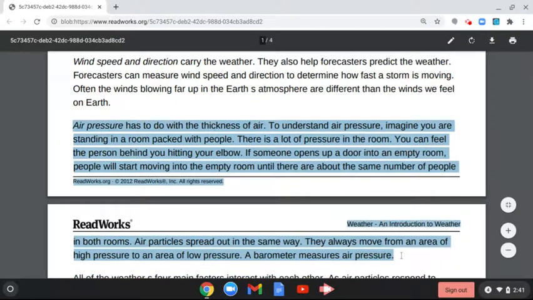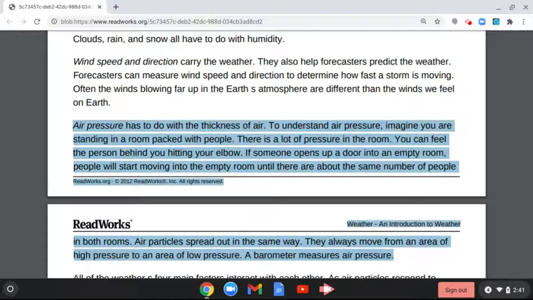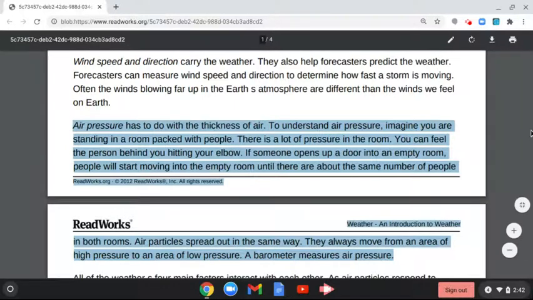Air pressure has to do with the thickness of the air. To understand air pressure, imagine you are standing in a room packed with people. There is a lot of pressure in the room. You can feel the person behind you hitting your elbow. If someone opens a door into an empty room, people will start moving into the empty room until there are about the same number of people in both rooms. Air particles spread out in the same way. They always move from an area of high pressure to an area of low pressure. A barometer measures air pressure.